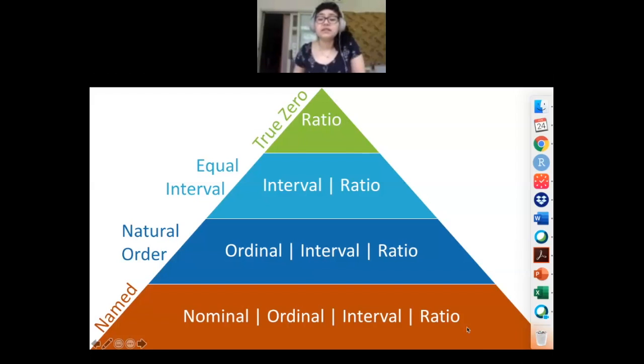And so we can think of these as different levels. So ratio is the highest level, and then nominal is the lowest level. And these are characteristics that they all meet. And so ratio meets all of these characteristics at the same time. That's why it's in each of these categories, whereas interval meets all of these characteristics except having a true zero, and ordinal meets all these characteristics except having a true zero and equal interval.